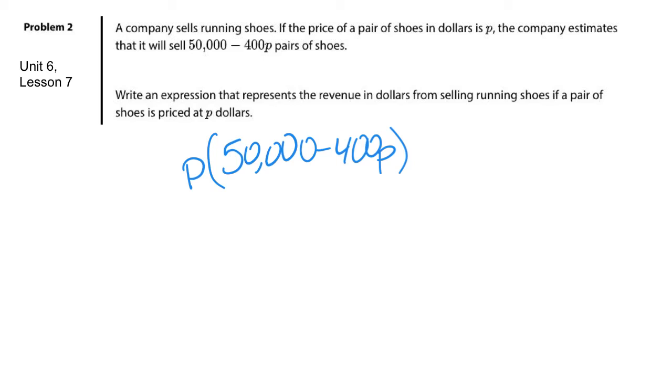This is building off of problem 1. It's kind of similar. Write an expression that represents the revenue in dollars from selling running shoes if a pair of shoes is priced at P dollars. And again, we want to find what is that sweet spot for the correct price. And so to find the revenue, we would take how many pairs it thinks it's going to sell, that's this, times the cost for each pair, that's that. And if you multiply all that together, that would give you the revenue.